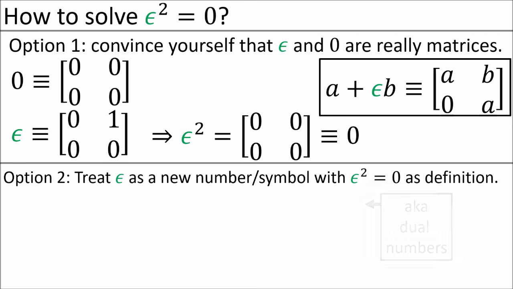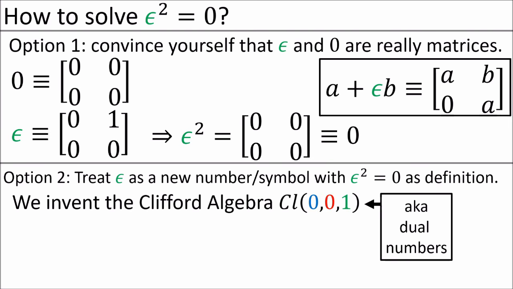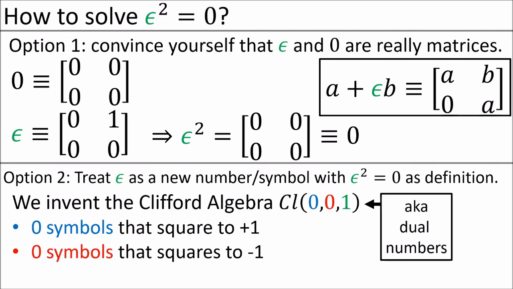These are called the dual numbers. In Clifford algebra notation, we call this CL(0,0,1), where the first two numbers tell us how many symbols square to +1 and -1, and the third number tells us how many symbols square to 0. These won't come up very often in this video series, but it's useful to know about.